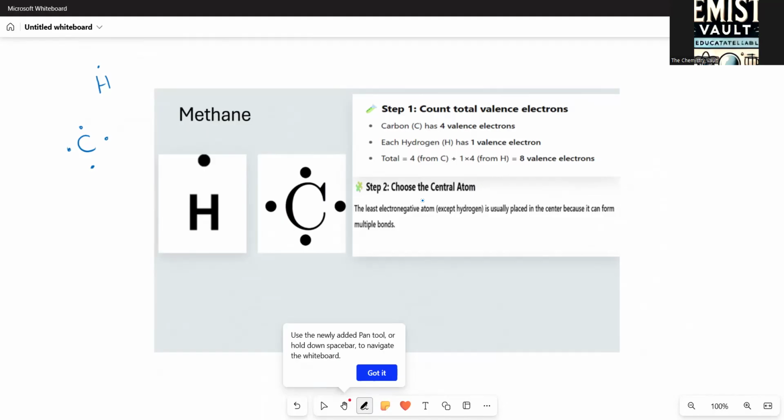But when we see the structure of methane, we come to know that it has four hydrogens attached to carbon, like this, CH4. It has four bonds made with hydrogen. So there are four valence electrons of carbon and one valence electron of hydrogen. For four hydrogens there are four valence electrons, so the total number of valence electrons is 8.